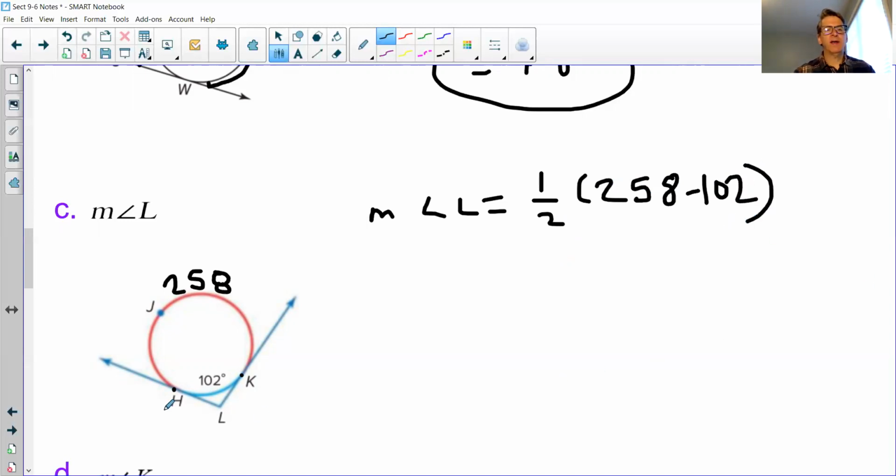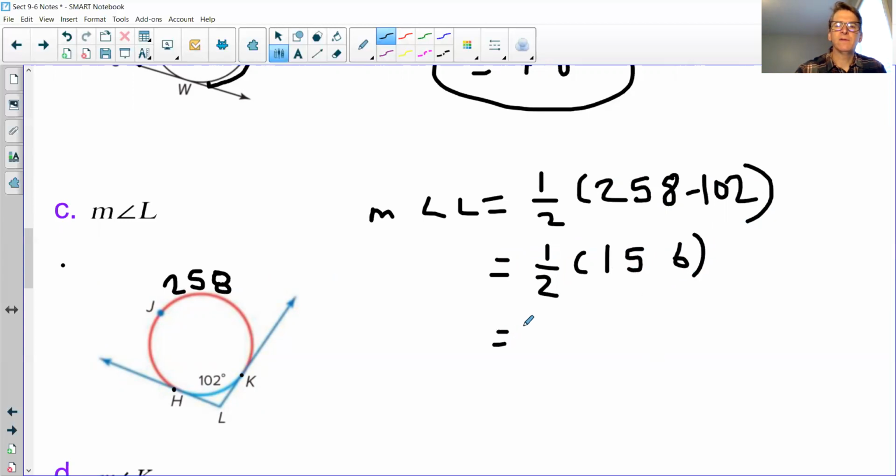So again, keep in mind, look at what you're given there, 102, subtract from 360, and you got your 258. So now we can go ahead and use our algebra here. 1/2 times 156, and that is 78 for letter C. 78.